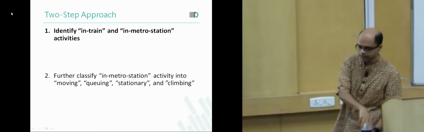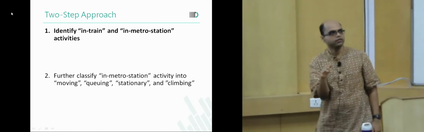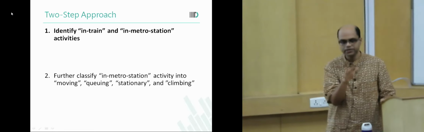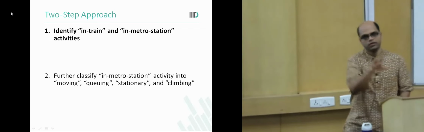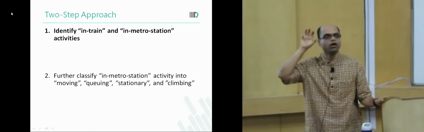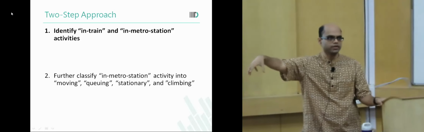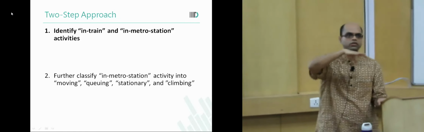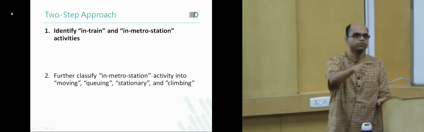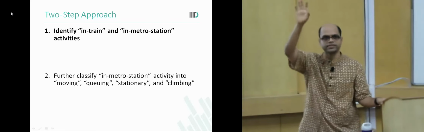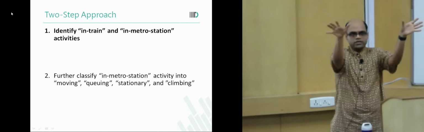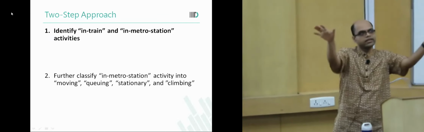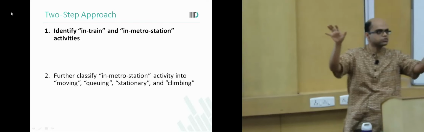So I'm going to divide this problem. The first problem that I will address is identifying whether you are within the train or in the metro station waiting for it. And when I say metro station, it includes everything that you do: queuing up for the ticket, taking the escalator, elevator, all of that. So two very high-level activities, and I will try to see whether I can divide these into two.